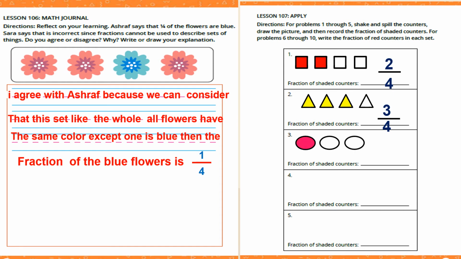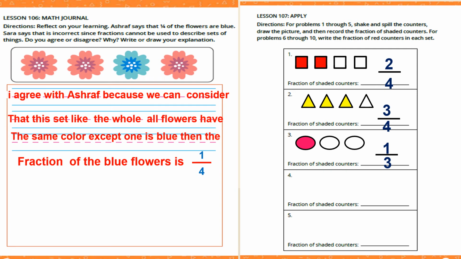Here I have 3 circles, 1, 2, 3, 3 circles. So I will color one of them. How can I write this in the fraction? Fraction bar first, then 3 because I have here 1, 2, 3 circles. What can I write here? The total of the number of the color parts, 1 circle, so I will write 1.